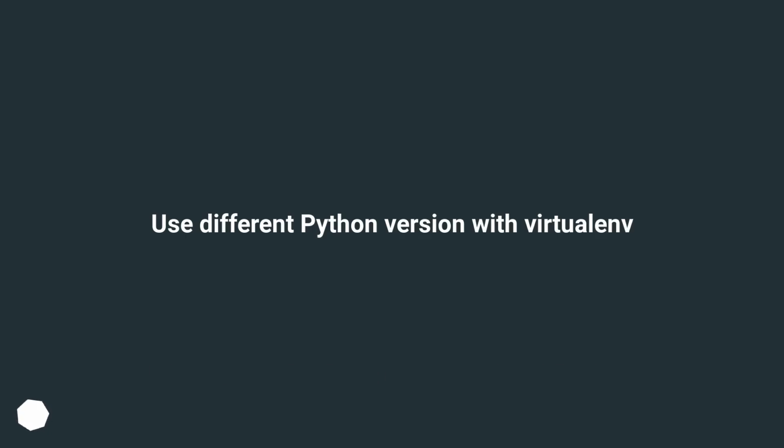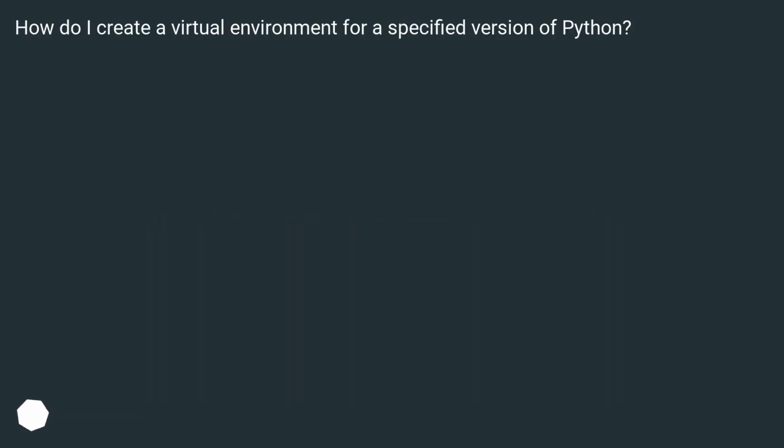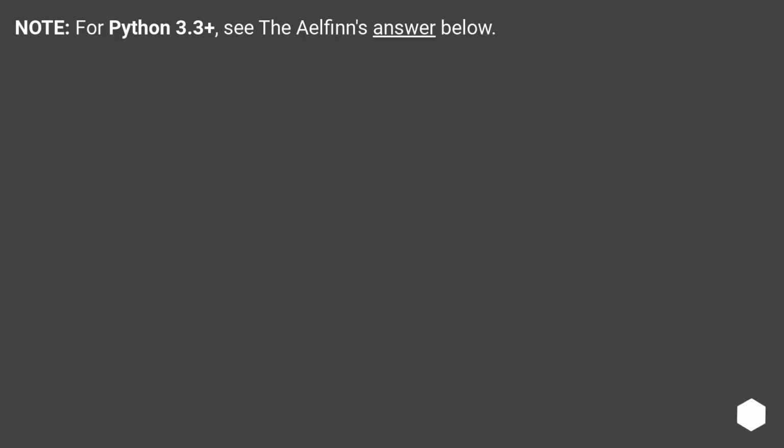Use different Python version with virtualenv. How do I create a virtual environment for a specified version of Python? Note: for Python 3.3+, see the venv answer below.